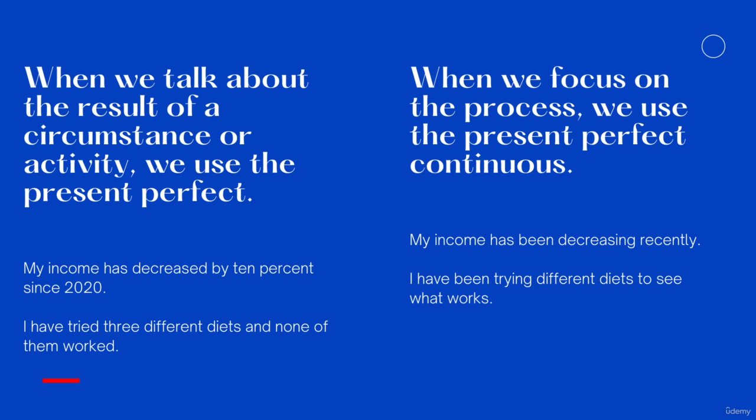So what's the difference between these two pairs of sentences? My income has decreased by 10% since 2020. My income has been decreasing recently. When we use the present perfect, it means we focus on the result. When we use the present perfect continuous, it means we're focused on the process.